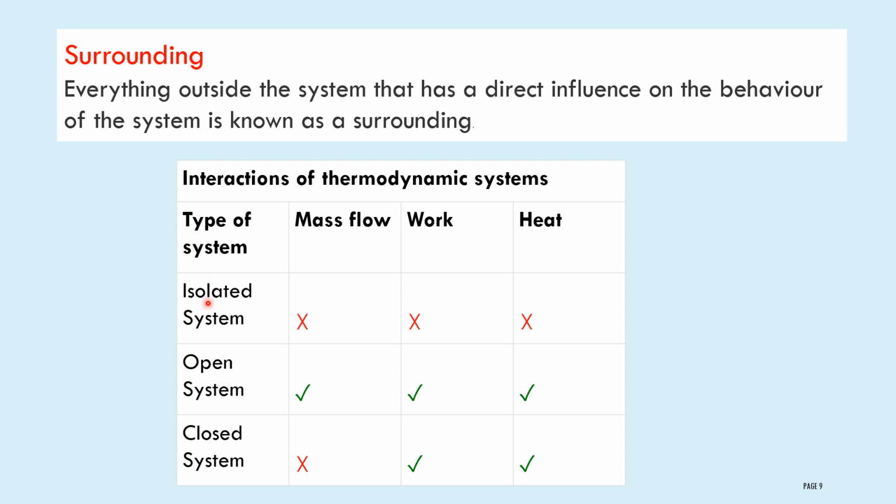Types of system. First one is the isolated system. In an isolated system, there is no flow of mass, work and heat. In the case of an open system, you can observe an exchange of mass, work and heat takes place. In the case of a closed system, only the exchange of work and heat takes place. There is no exchange of mass.